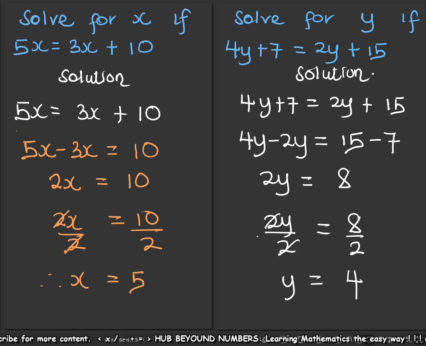As simple as that. So basically, this is how we work out linear equations with variables on one side and then also with variables on both sides.